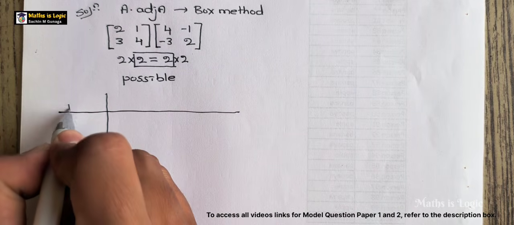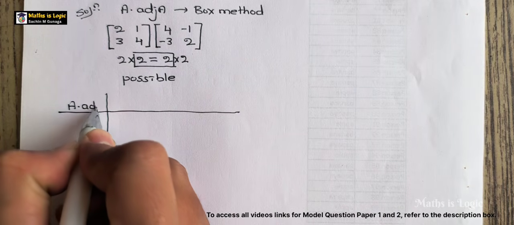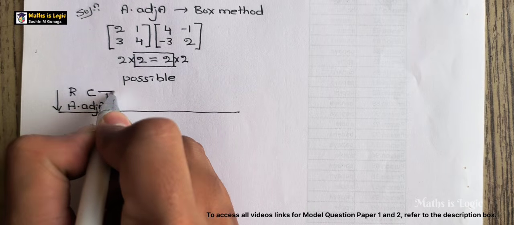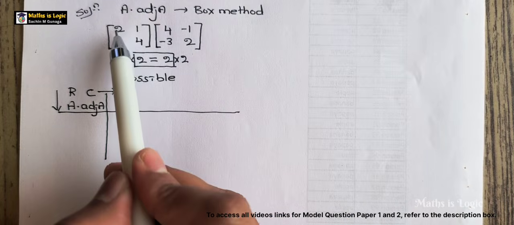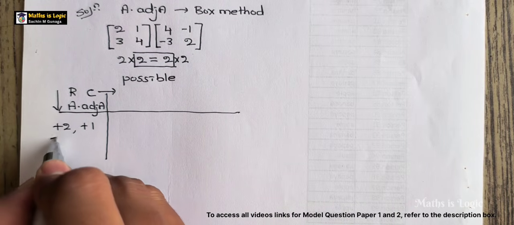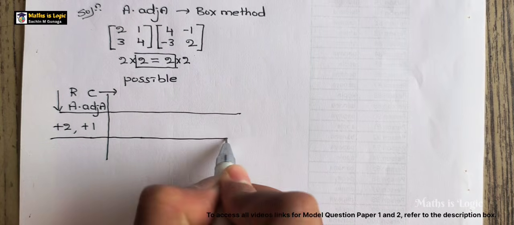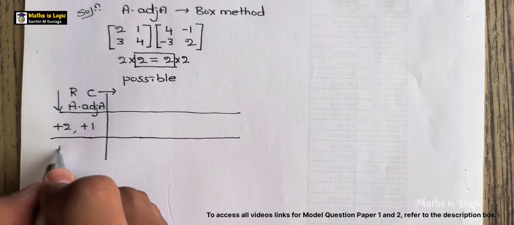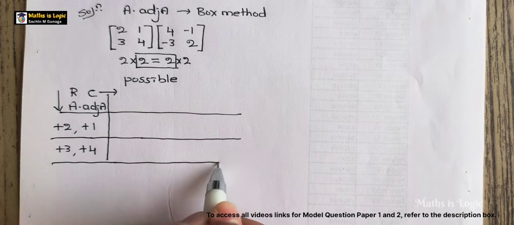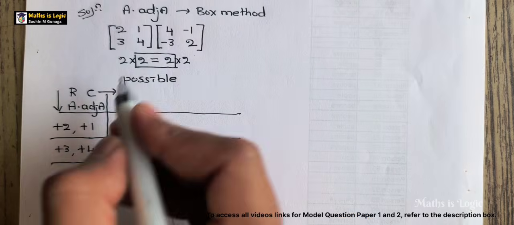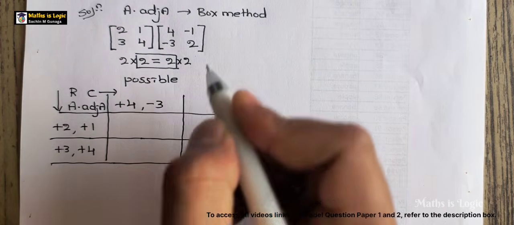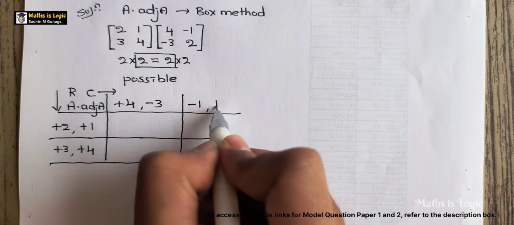So in this corner write A into adjoint of A. Row this side, column this side. What is the first row? 2, 1. So write +2 +1. Second row 3, 4. +3 +4. Next, first column +4 -3. Second column -1 +2.